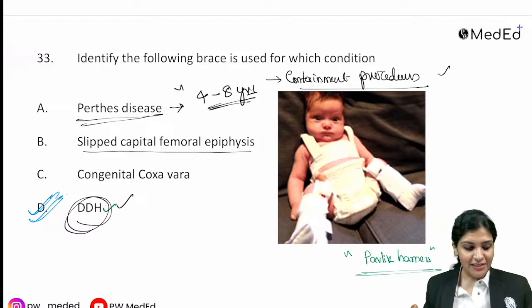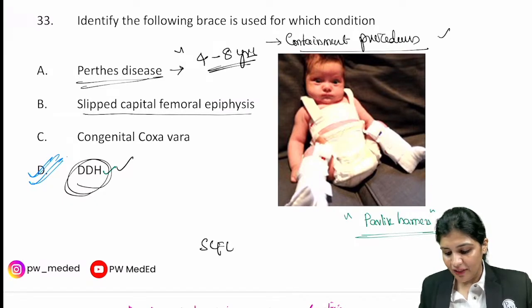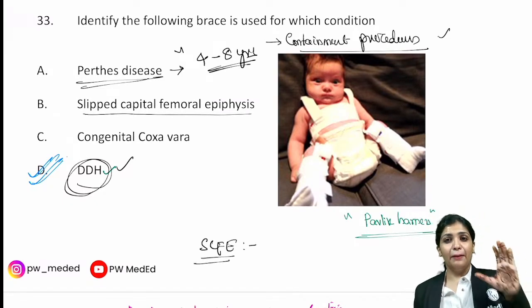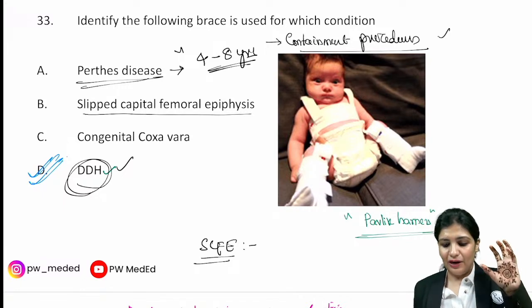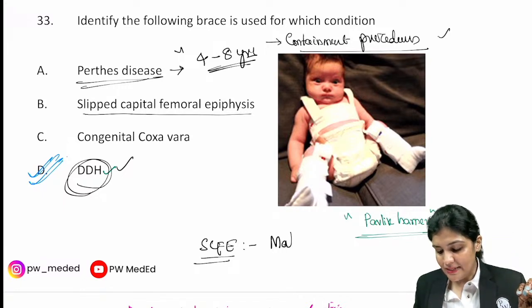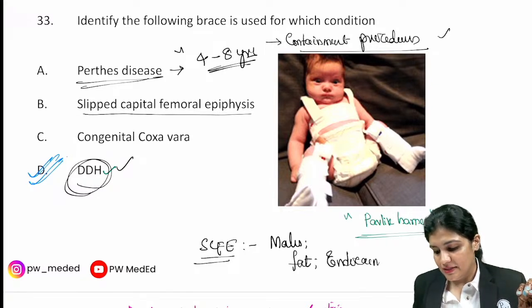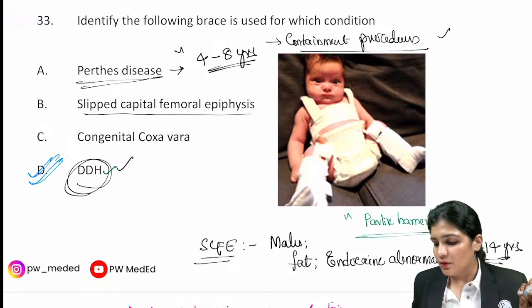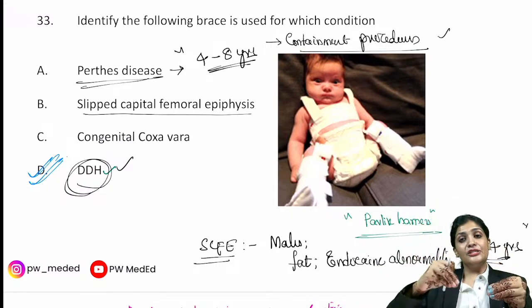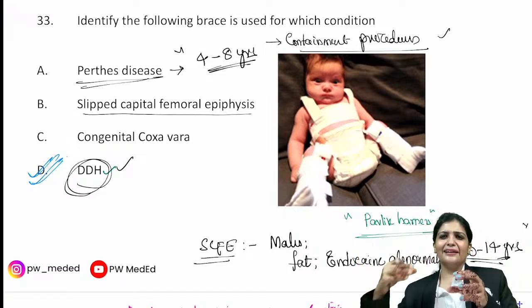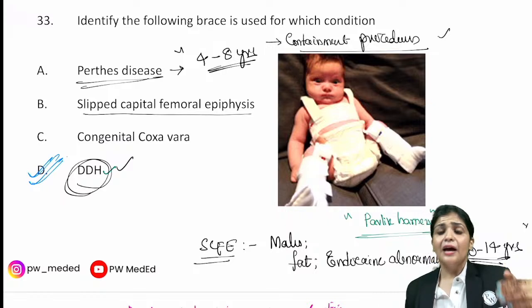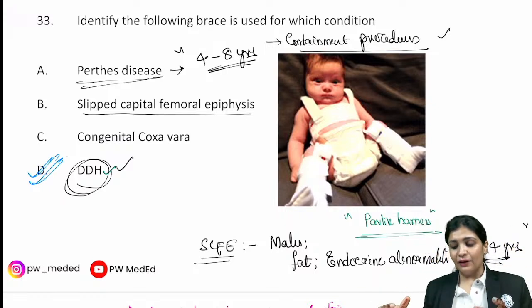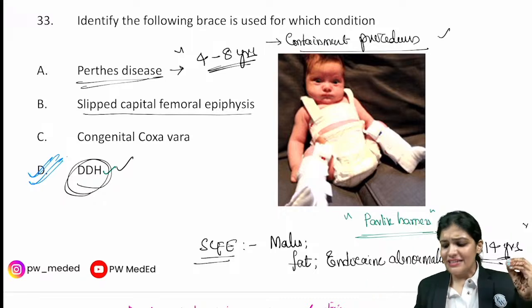Slipped capital femoral epiphysis is called SCFE. Remember the clue for identifying SCFE: it is usually males who are very fat with endocrine abnormalities, right? And the age group is 10 to 14 years. So you will see the question starts as a male child of around 10 to 14 years, like 10, 12, 13, 14 years, in the teenage years before attaining puberty, with some endocrine abnormality, with a trivial trauma.